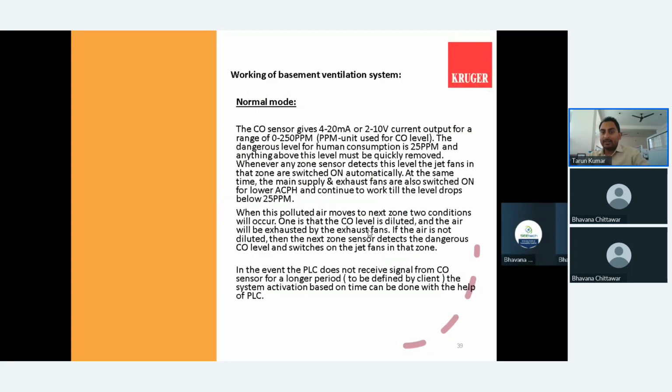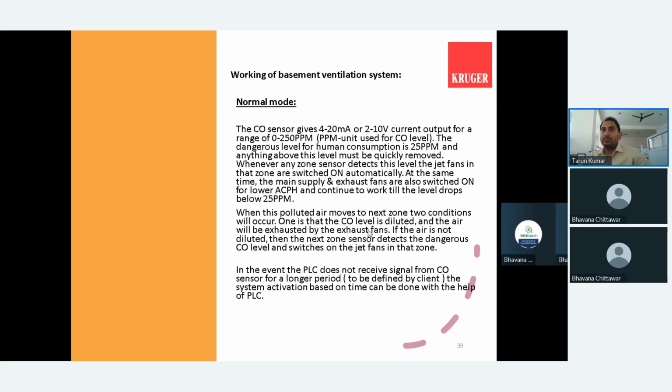So there is the working principle of the basement ventilation system. One is the normal mode and the other is the fire mode. Basically this will be decided by the CO sensor. Anything above 25 ppm is not okay for the human body. So there will be a CO sensor which will detect the CO level in the basement.